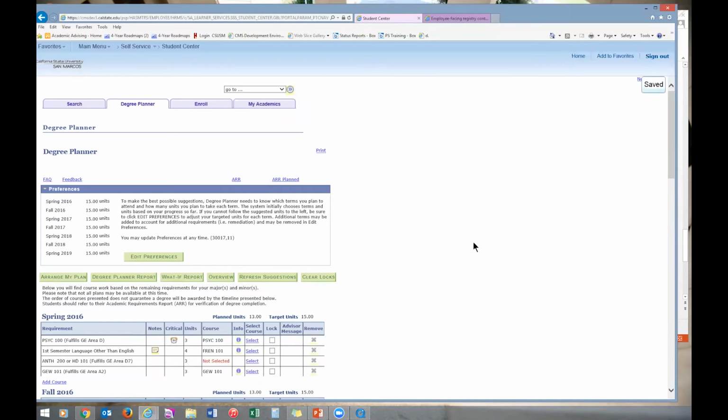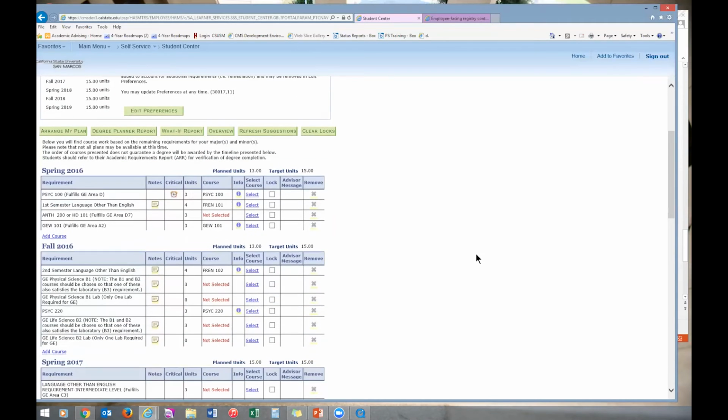Okay, now that we've got this edit preferences, and I hope you understand how important that is, now we're going to select courses for each requirement line. Some of the courses are automatically populated in this column because for this major, she has no choice. She has to take Psych 100.